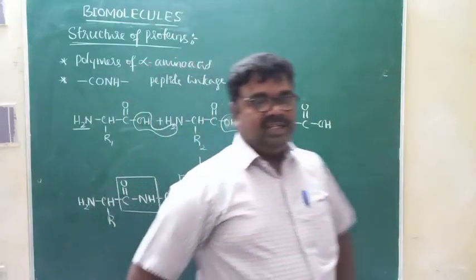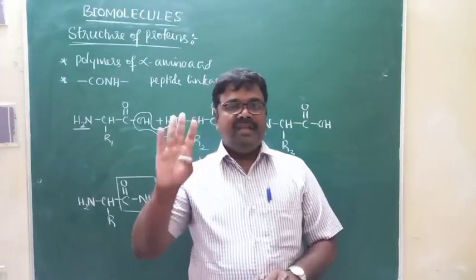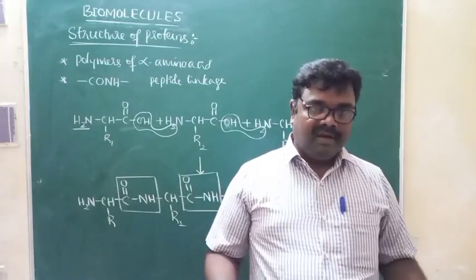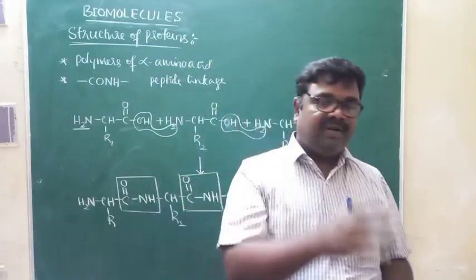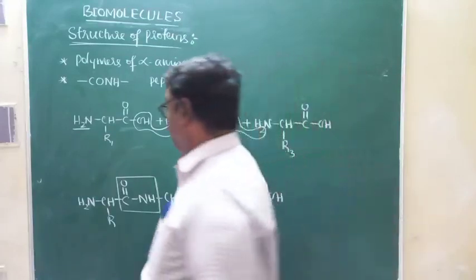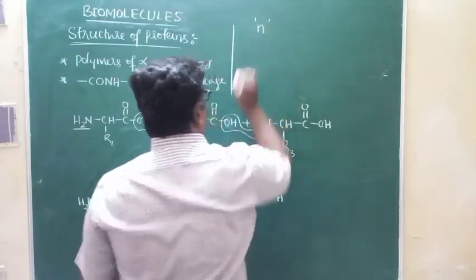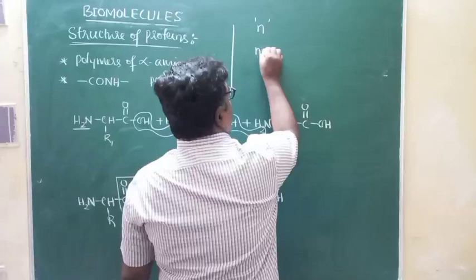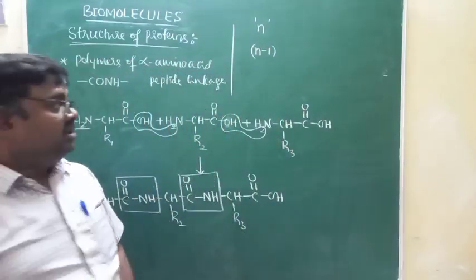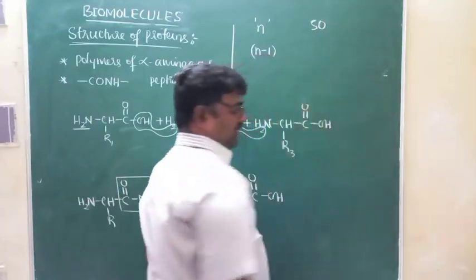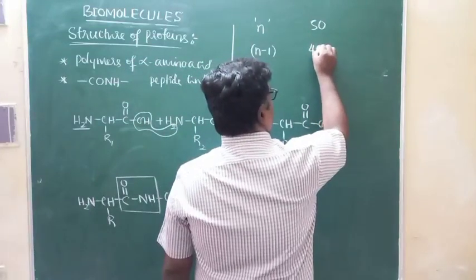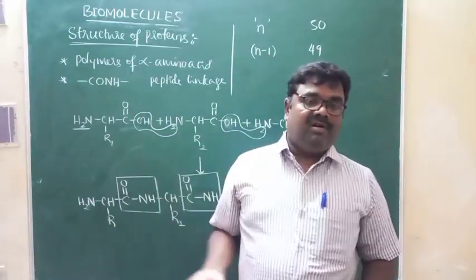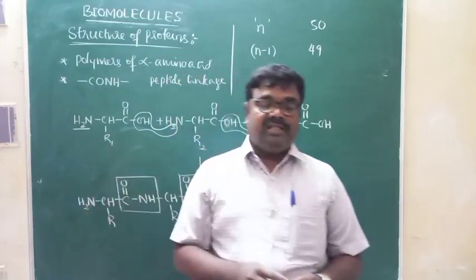Like that, a tetrapeptide is formed by the combination of four alpha amino acids that contains three peptide linkages. A pentapeptide is formed by the combination of five alpha amino acids that contains four peptide linkages. Like that, a hexapeptide is formed by the combination of six alpha amino acids that contains five peptide linkages. Because of that, if a polypeptide is formed by the combination of n number of alpha amino acids, it contains n minus 1 peptide linkages. If the polypeptide is formed by the combination of 50 alpha amino acids, then it contains 49 peptide linkages. So like that, a polypeptide produced by the combination of n number of alpha amino acids has n minus 1 peptide linkages.